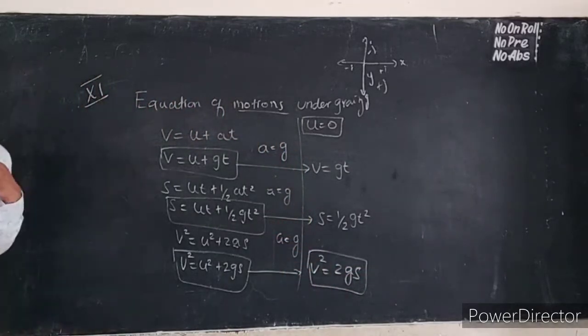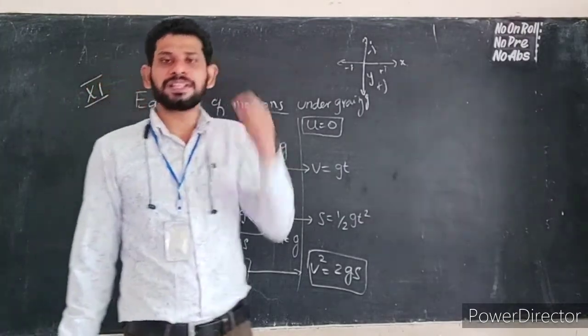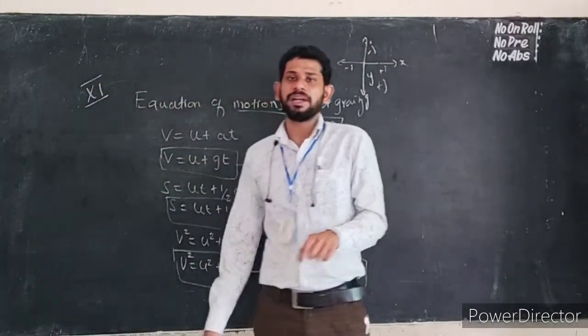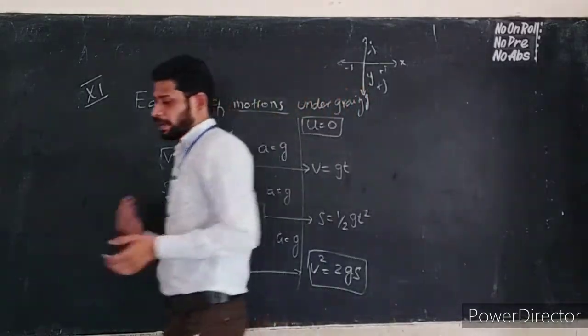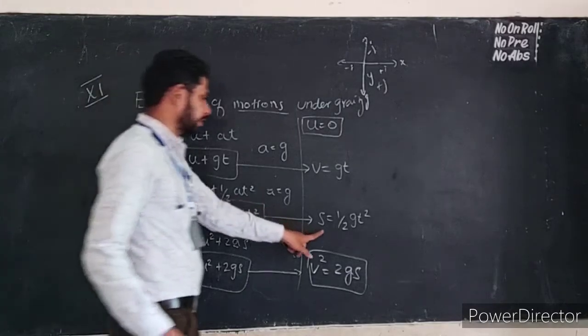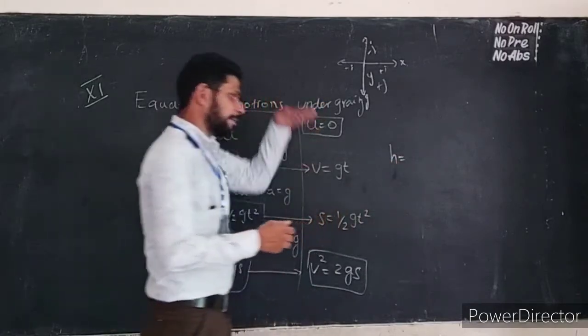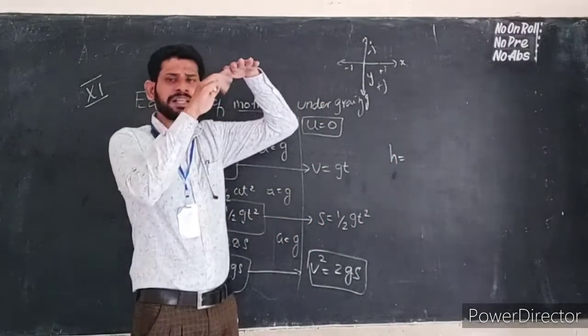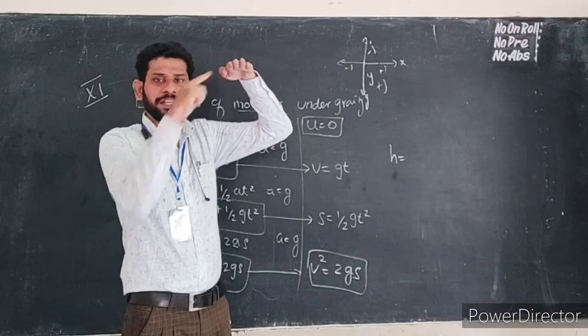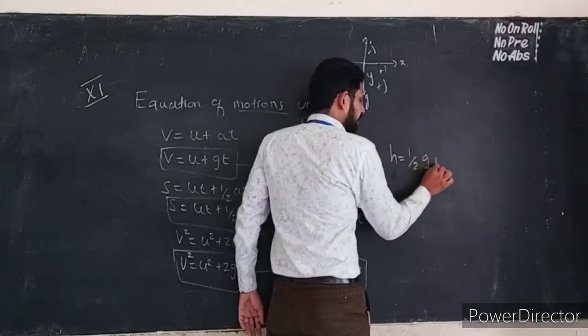Now we have to take the time period of the object. When you are dropping, the initial time will be 0. After some time it will reach the ground, right? So what happens to the time period? When you are dropping something from a height, that S we can take as equal to the height. From some height the object is dropped to the ground, right? So height will be equal to half gt square.